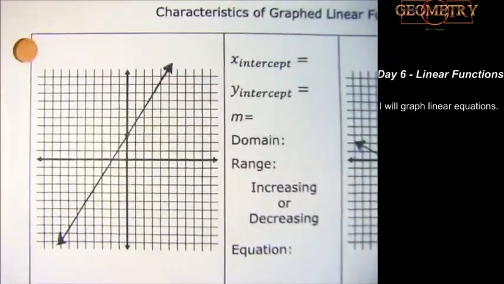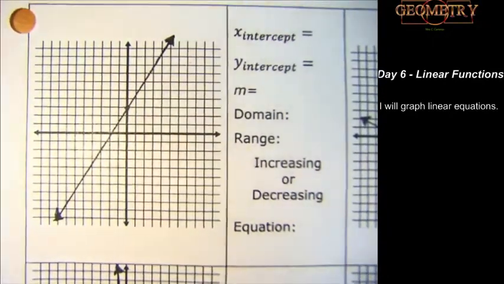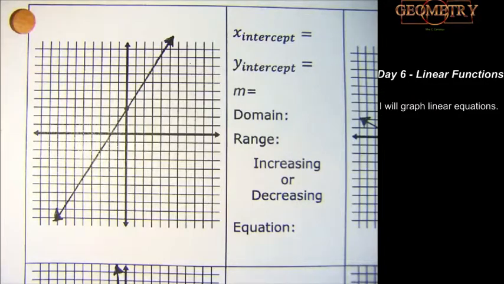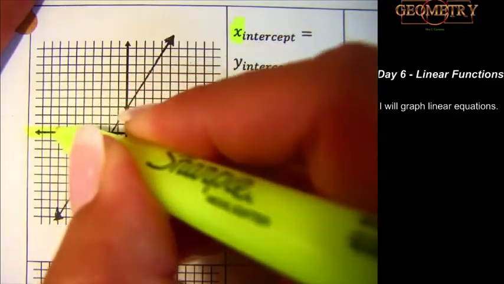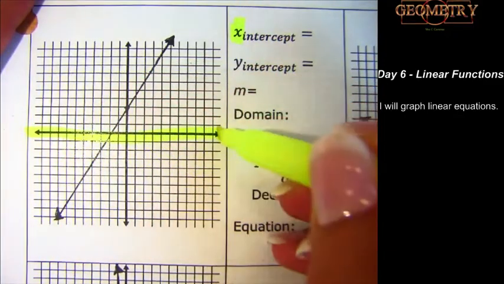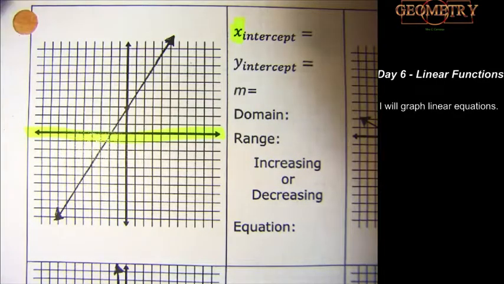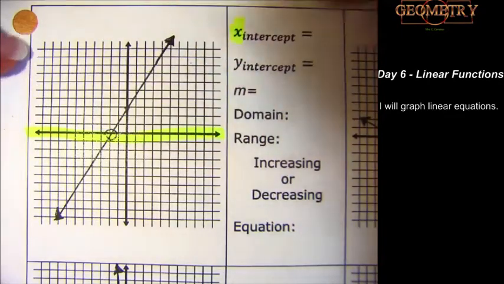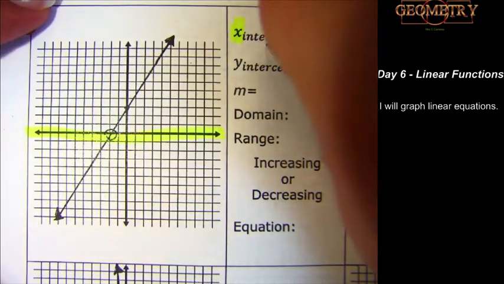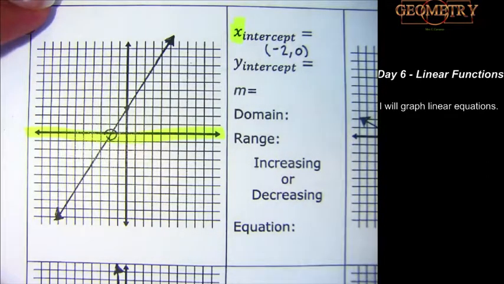Intercept. When I say intercept, what do you guys think? Crossing the x-axis. Yeah, where it's crossing something. I heard crossing an x-axis. I heard crossing a y-axis. Absolutely perfect. So the x-intercept is where the graph crosses the x-axis. There's the x-axis. Where does this thing cross? At -2. And so the x-intercept coordinate is (-2, 0).